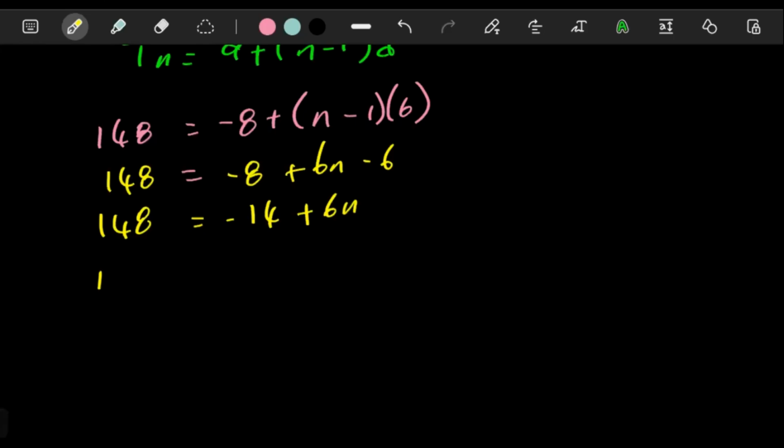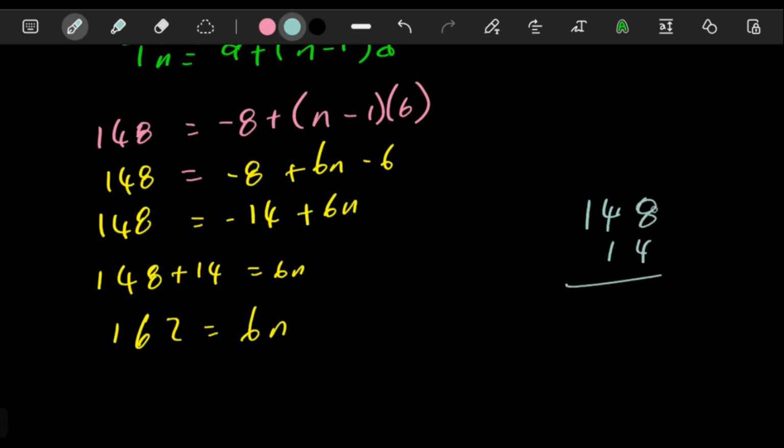So this is 148 plus 14, right? Plus 14 here equal to 6n. So what you then need to do here is, let's see, this is going to give you 162 equal to 6n, right? It's 162 because look, 148 plus 14. This plus that is a 2, 12, right? And then 4 plus 1 is 5 plus 1 is 6. And 162, yeah. So in this situation, you're going to divide both sides by 6.